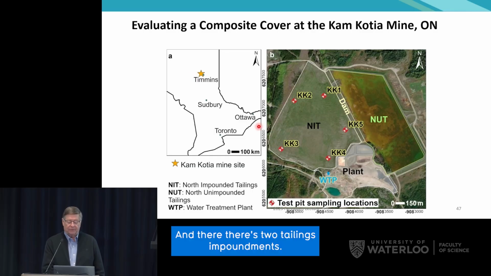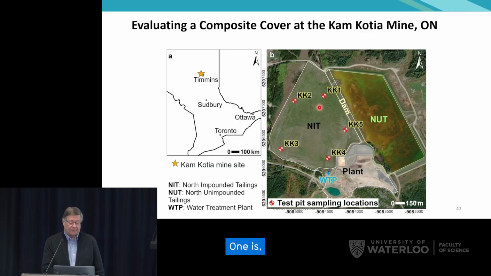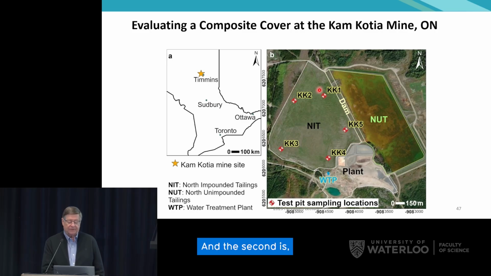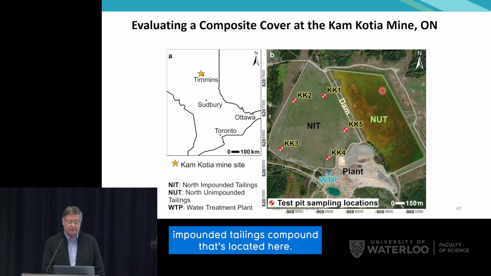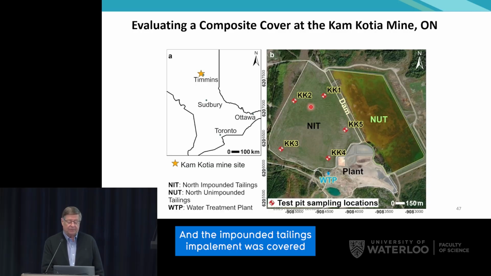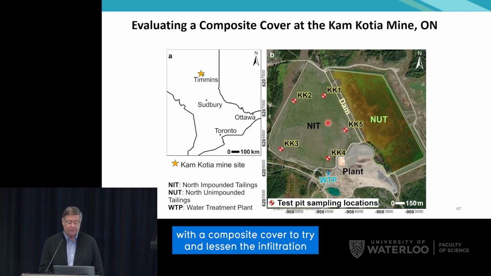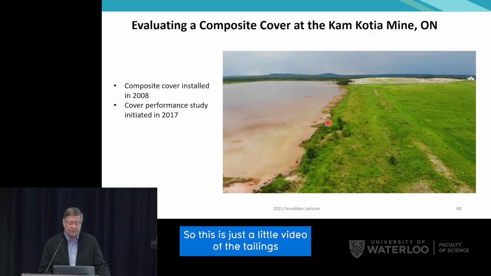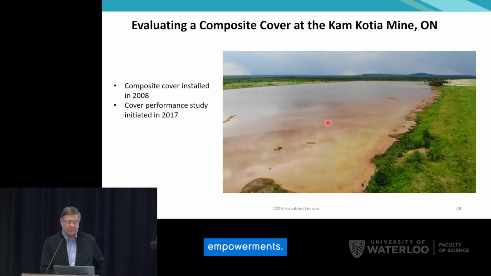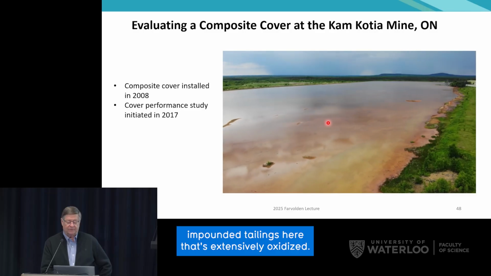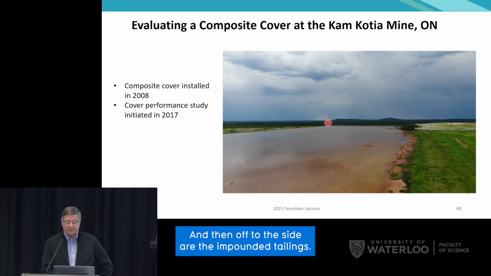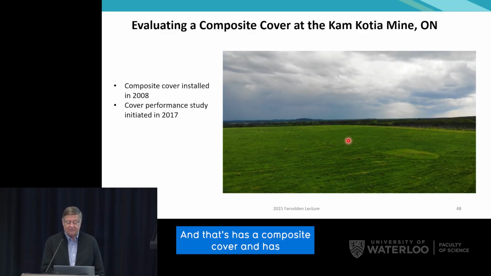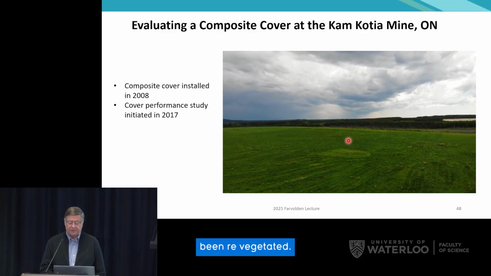And there are two tailings impoundments. One is the north impounded tailings, where there's a tailings dam that surrounds the tailings, and the second is the unimpounded tailings impoundment that's located here. And the impounded tailings impoundment was covered with a composite cover to try and lessen infiltration and sulfide mineral oxidation. So this is just a little video of the tailings impoundment. This is the unimpounded tailings here that's extensively oxidized. And then off to the side are the impounded tailings. Sorry, the first was the unimpounded tailings. And that has a composite cover and has been revegetated.